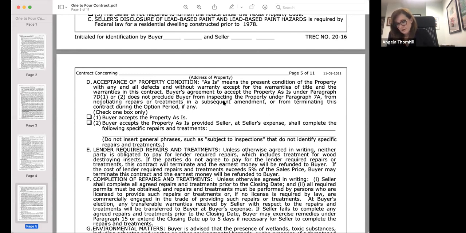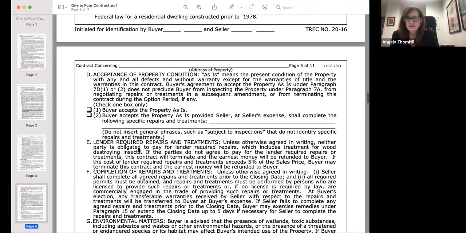You wouldn't ordinarily check number one, where you accept it as is, except for certain repairs. Checking as is does not prohibit the buyer from doing an inspection and coming back and making requests for things the inspector finds. A situation where you would do number two, asking for repairs up front, would be something visible to the eye, something that's known.